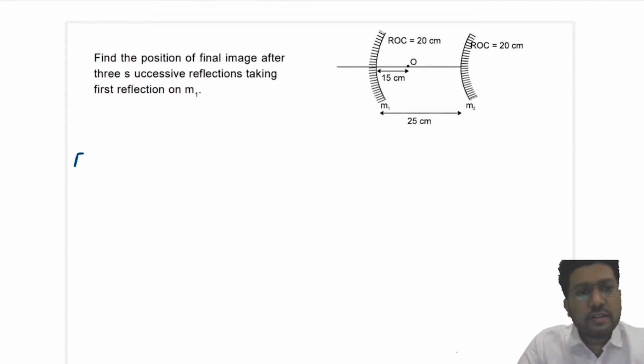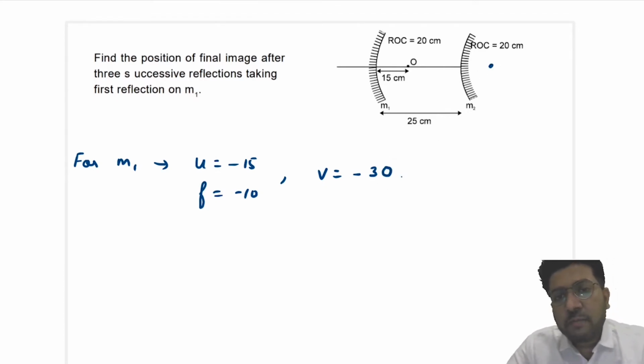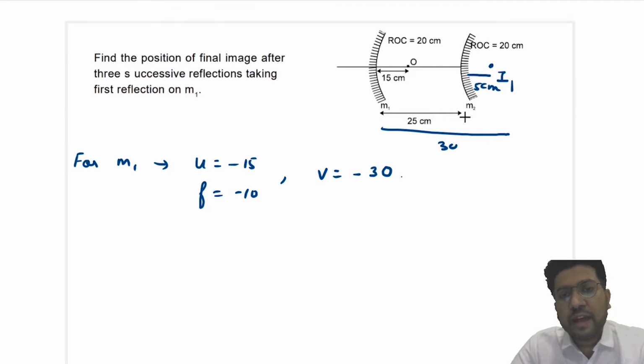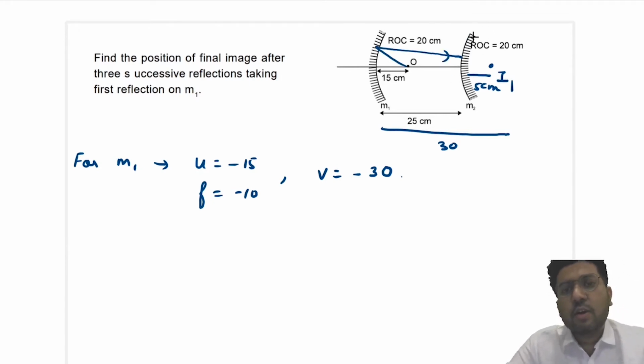For mirror 1, u is minus 15, f is minus 10. As in the last question, we will get v is equal to minus 30. Right? So if v is equal to minus 30, then the image formed is here. And this distance is 5 centimeter. Why? Because if this is 30, this is 25, then this is 5. Now this is a convex mirror because the light after reflection will strike the outside portion. That means it is a convex mirror.